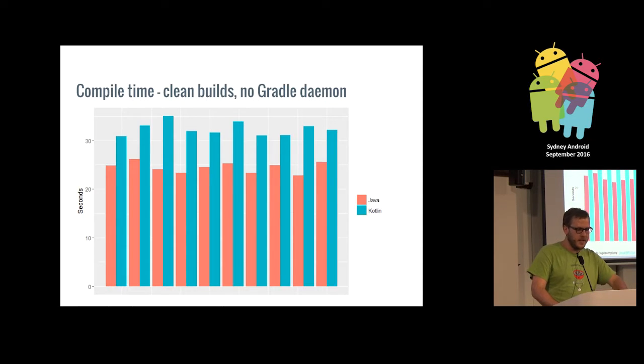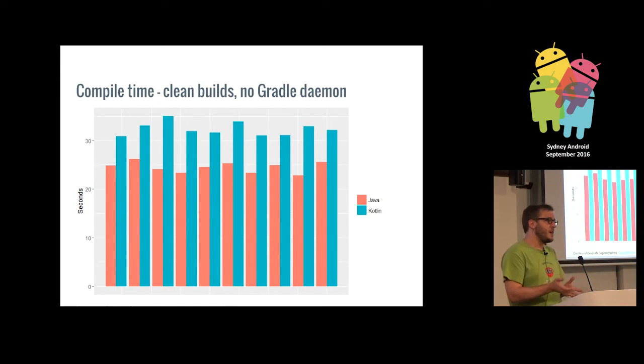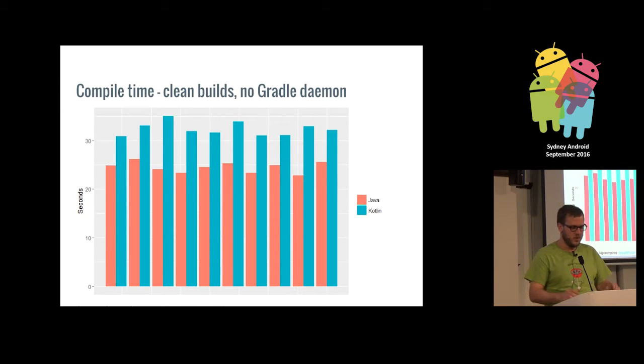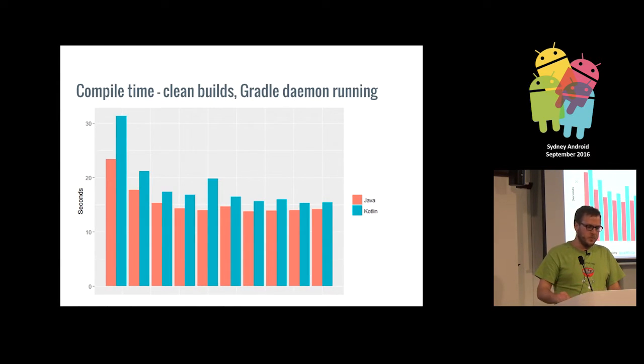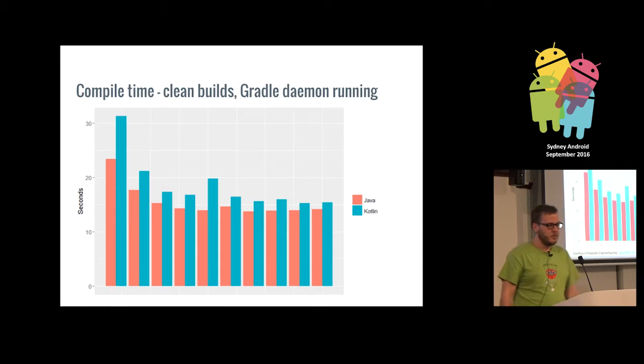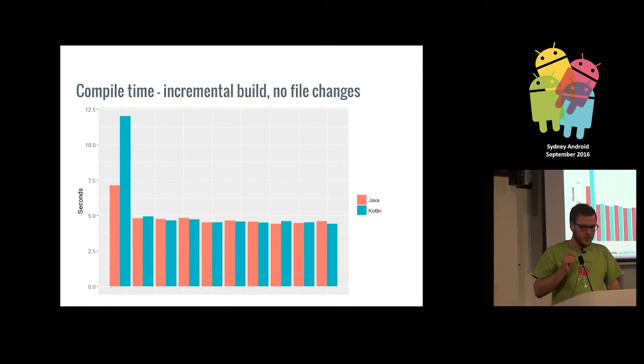So yeah, that's the baseline, no optimizations run, which is still, I mean, if you think about it in practical terms, 5 to 10 seconds, not a big deal. Clean builds with Gradle daemon running. So obviously, since the Gradle daemon needs to spin up first, it's going to be a gradual decrease. And you're seeing that the differences between Kotlin and Java are starting to kind of flatten out. So we're no longer talking about 5 seconds or 10 seconds. They're flattening out.